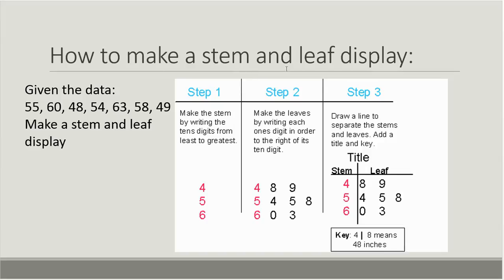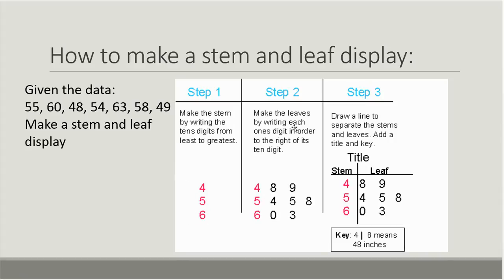How to make a stem and leaf display. Given the data, 55, 60, 48, 54, 63, 58, and 49, make a stem and leaf display. So step 1 says make the stem by writing the tens digit from least to greatest. So you have 40s, 50s, and 60s.